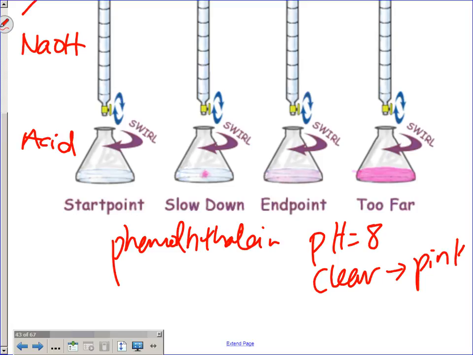And you have to know that pH. You have to know when it changes colors. Litmus paper, you have to know the color changes, and phenolphthalein. There's a lot of other indicators out there, but we definitely need to know phenolphthalein.